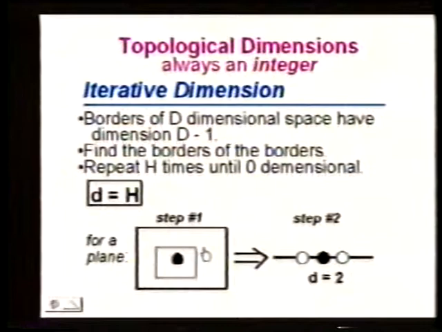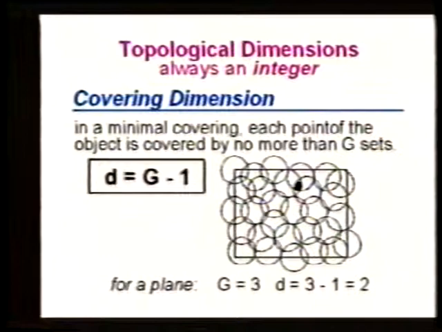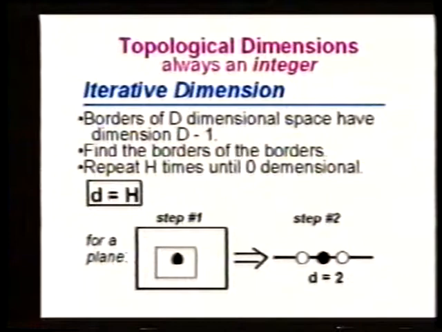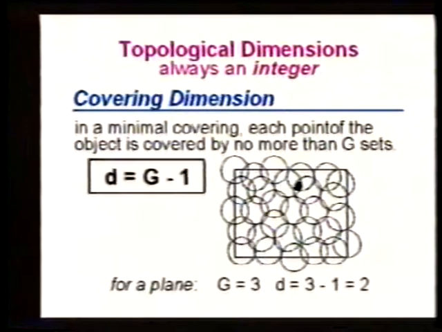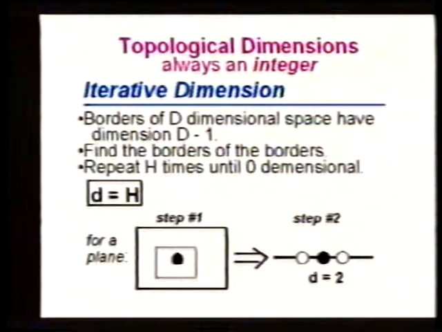The iterative dimension and this covering dimension should always lead to the same answer. You can see that they're both going to be integers. You can see this one is going to be an integer because we have to repeat this a finite number of times. You can see this one is going to be an integer because we're asking the number of sets. So it's not like 1 and a third sets can cover something. It's either 1 or 2 or 3 or 4 or 5 or whatever. So that's why both of these dimensions will lead to integers. So now let's see what comes up next on the machine: the embedding dimension.